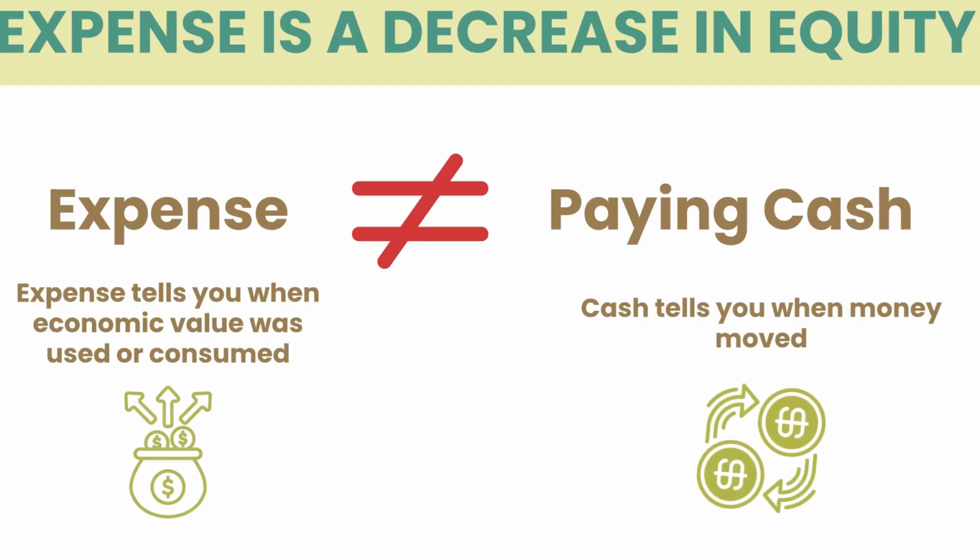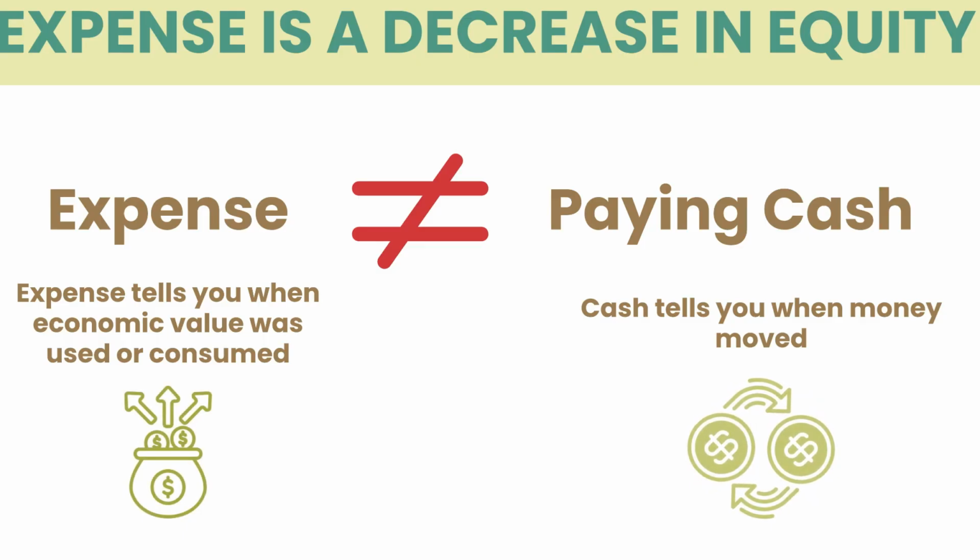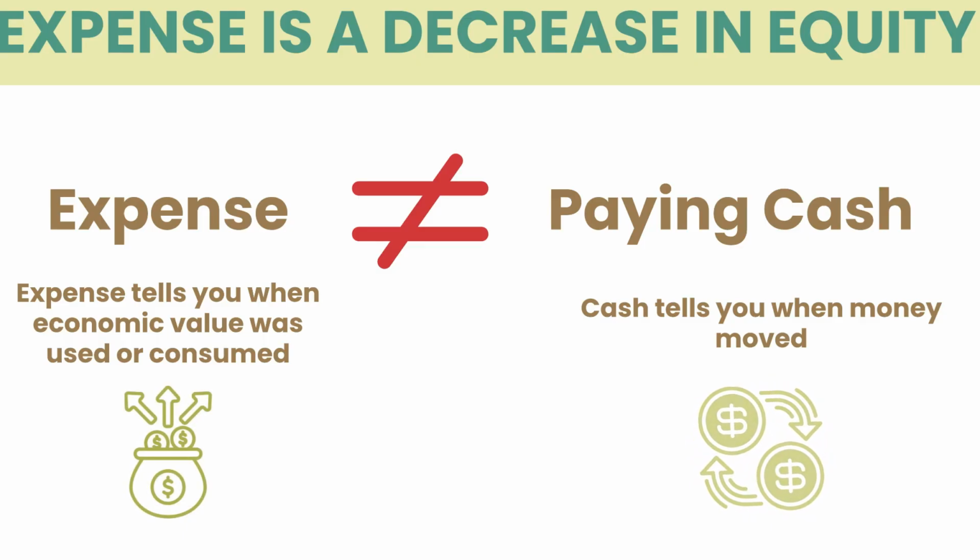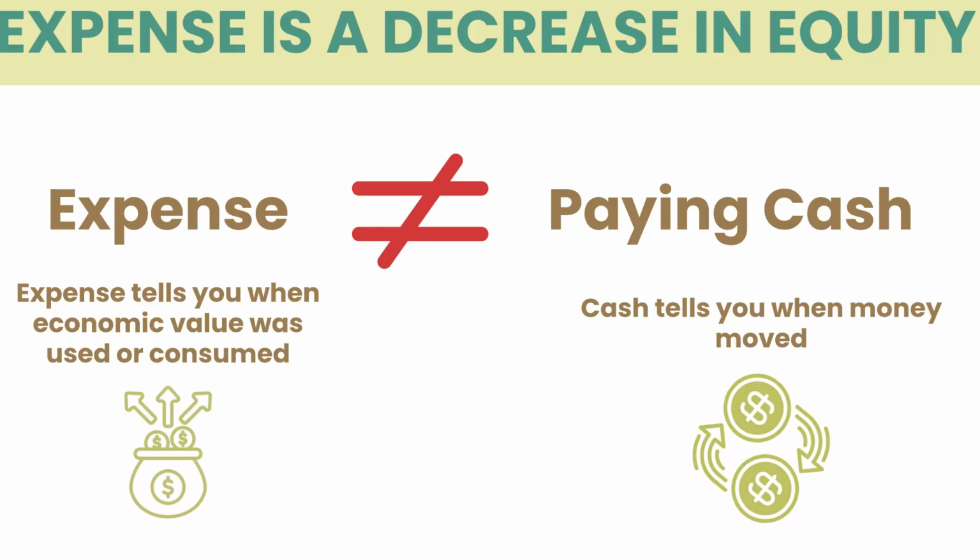Accounting separates money from meaning. Cash tells you when money moved. Expense tells you when economic value was used or consumed.